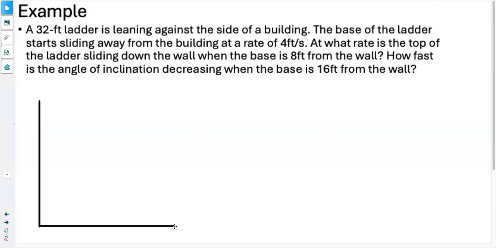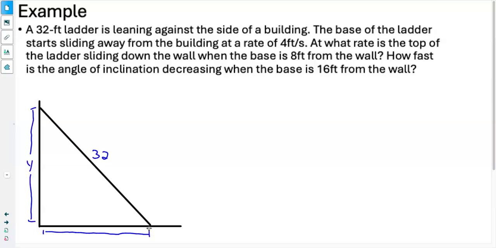So we have a wall here, we have a floor here, so we have a ladder here. We know the ladder has a length of 32, while our vertical wall, the height at which the ladder is, would be y, and we're going to say that how far away from the wall the ladder is touching the ground is x. Now we're told that this distance is increasing at a rate of 4 feet per second. So you can say dx/dt equals 4 feet per second.